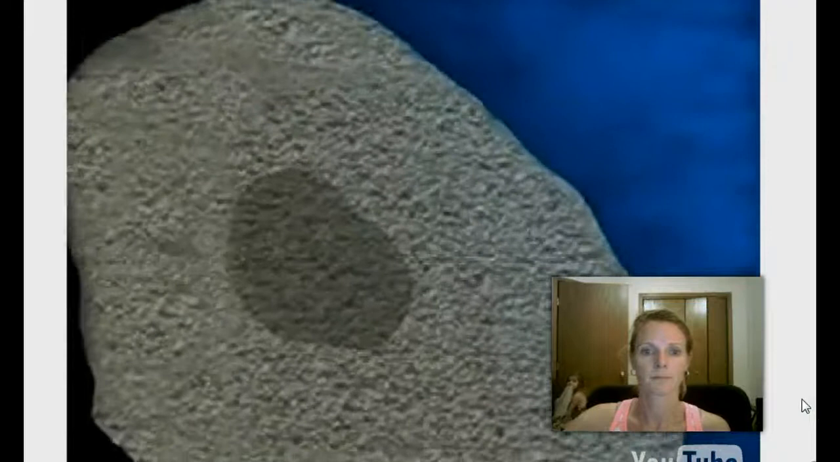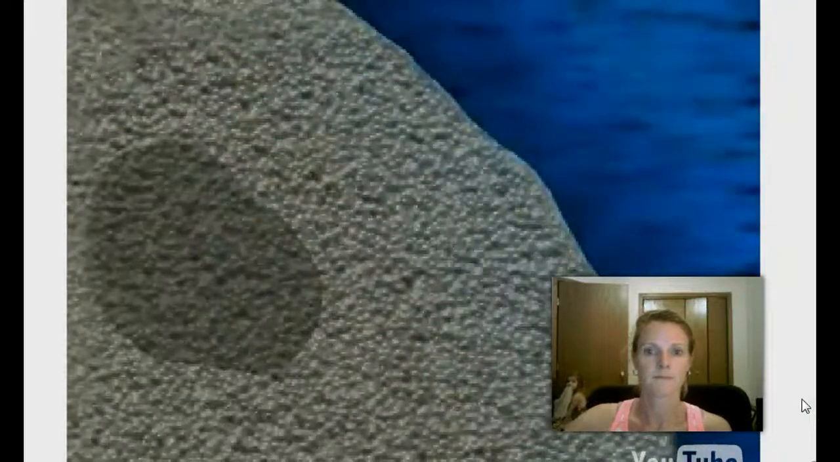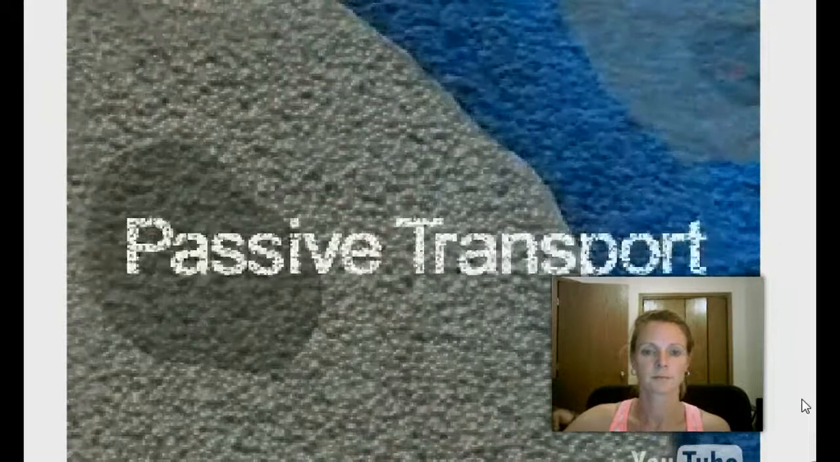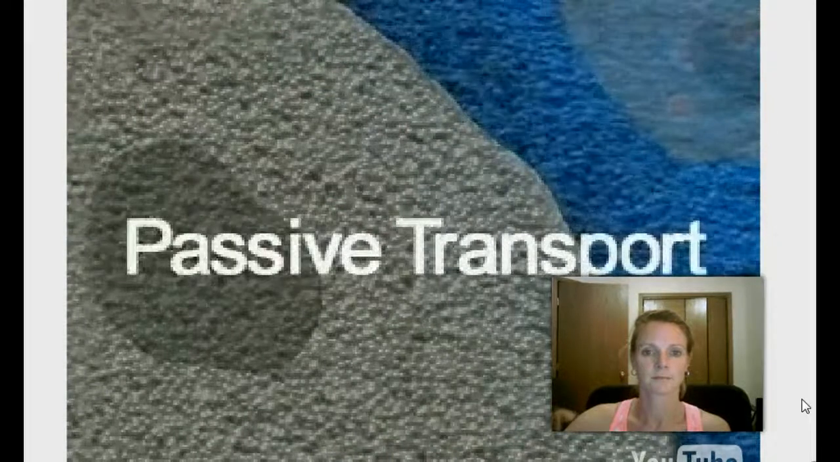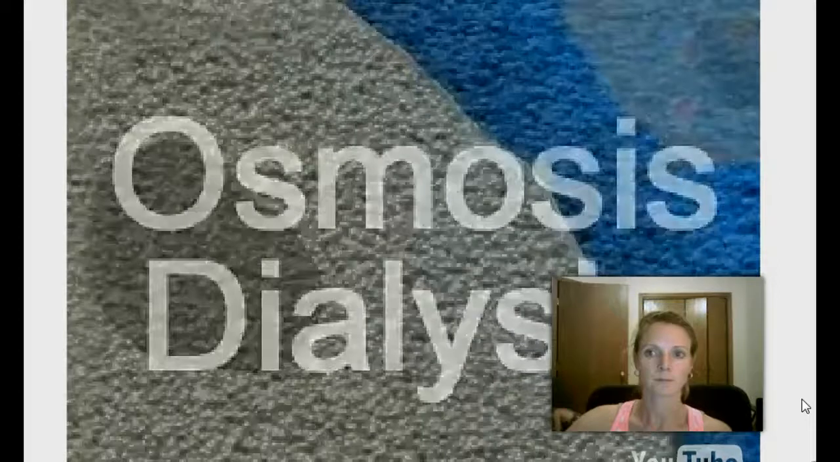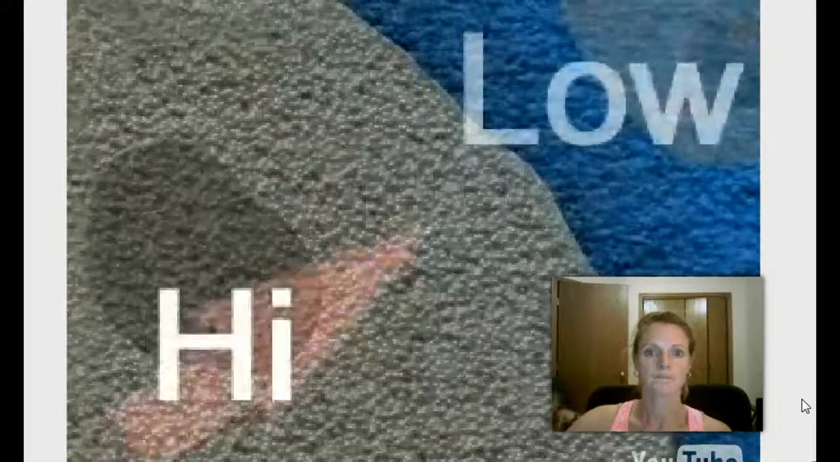The smallest unit of life is the cell. In order for life to be sustained, nutrients and gases must be able to pass into a cell. Wastes and other products must be able to pass out of the cell. Many of the materials that pass in or out of the cell do so by passive transport. In this process, there is no energy, no ATP expenditure by the cell. Concentration gradients allow for the movement of materials. Osmosis and dialysis, both specific types of passive transport, use this concentration gradient of high to low.